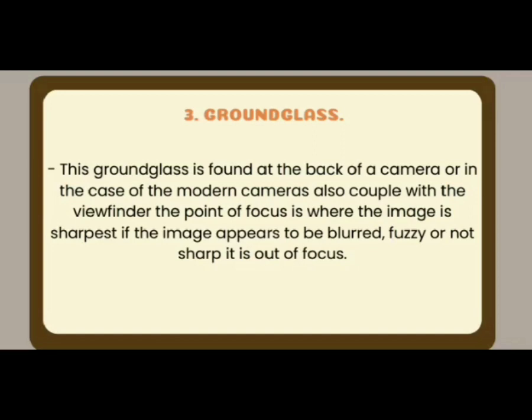So my explanation for that is the ground glass serves as a surface where the camera's image is projected for manual focusing. When the image is sharp on the ground glass, it indicates that the camera is focused correctly on the subject.